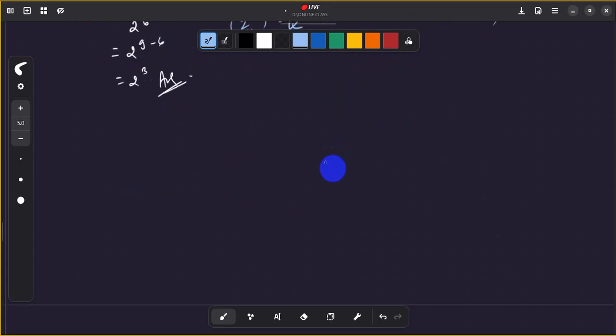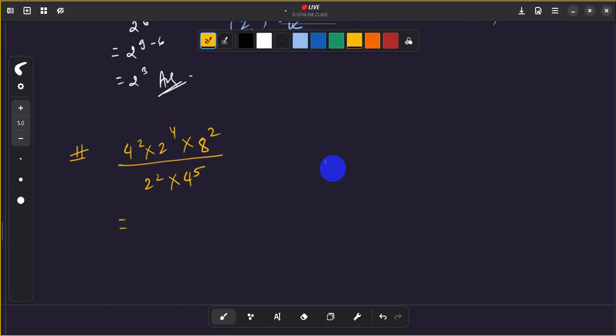Now, I'll give one question. Next question. It is 4 square into 2 power 4 into 8 to the power 2, divided by 2 to the power 2 into 4 to the power 5.